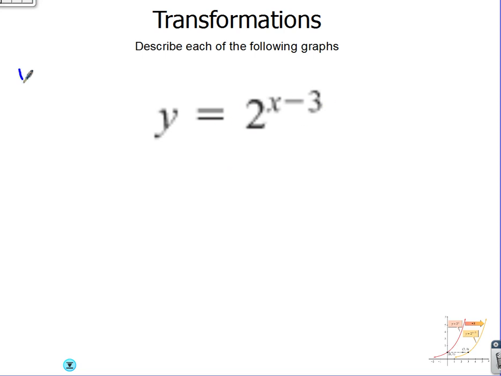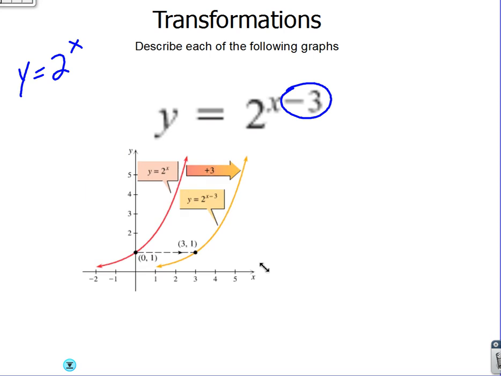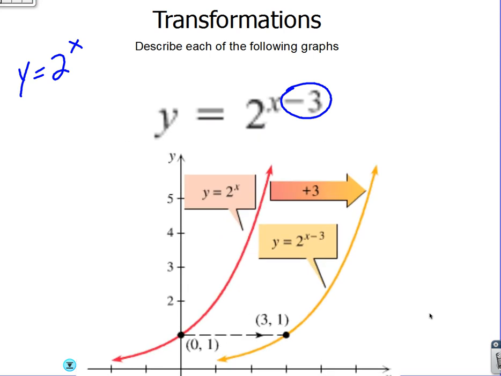Your parent function is y equals 2 to the x power, and we graphed that a while ago. This would be an identical graph with the exception of this right here, that -3. Notice it's with the x. That x is up in an exponent, and there's a -3 with the x. Pluses and minuses shift your graph left, right. And in this case, since it's a -3, it's going to shift it where? Good. Shift it right. There's the two graphs.